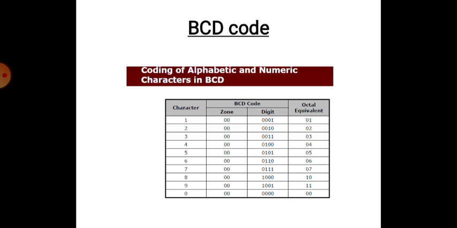So in decimal digits, you have here 1, 2, 3, 4, 5, 6, 7, 8, 9, 10, and these are represented in the BCD code with the help of zone and digit bits. You can observe here, as far as decimal numbers are concerned, zone bits are zeros, whereas in digit bits we have different combinations. So the equivalent is also represented here. You can see 1 is represented as 01 in octal, 2 is represented as 02.